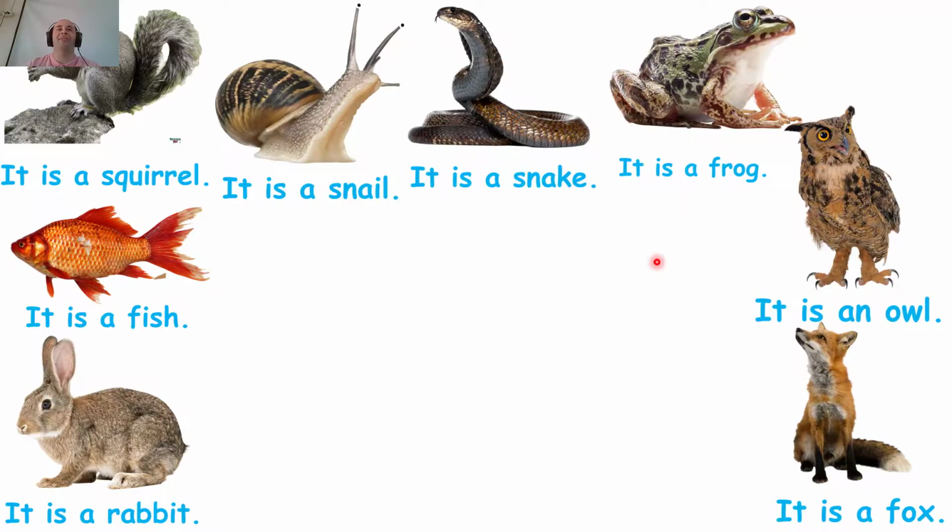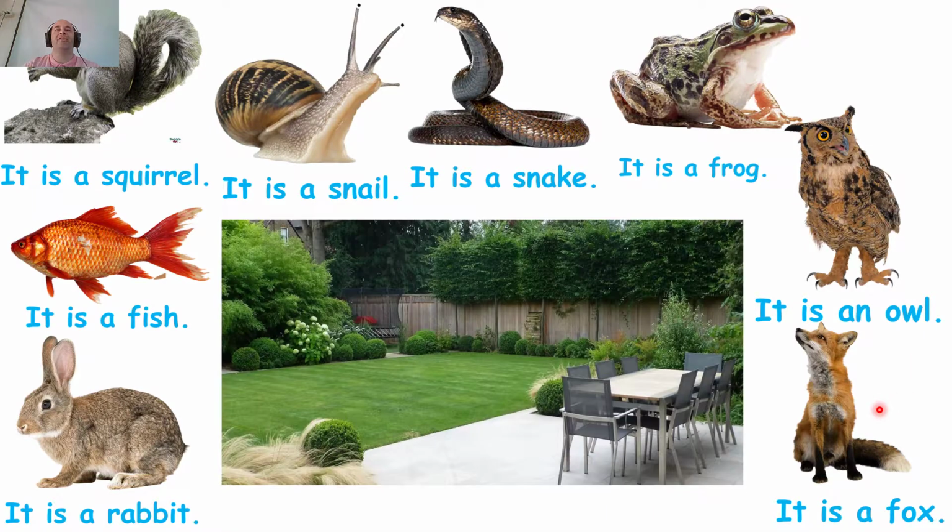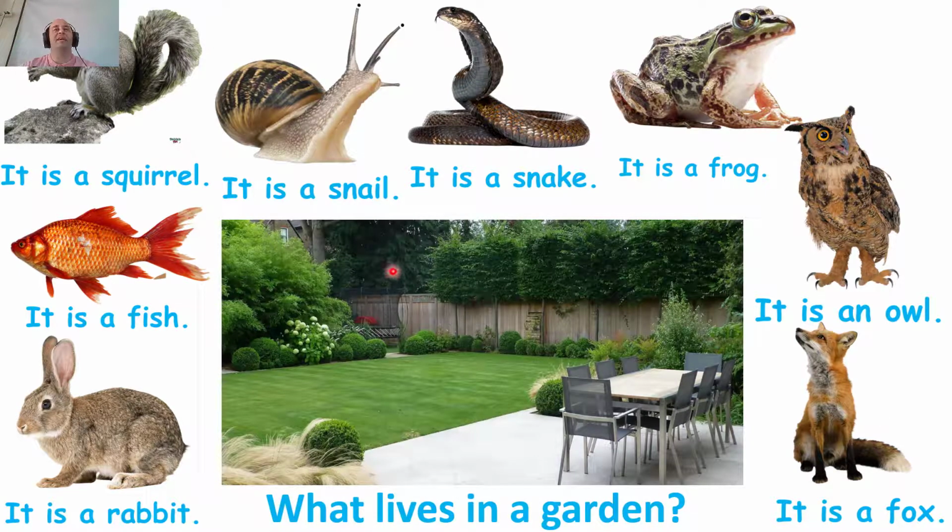So let's see. We have the eight animals: a squirrel, a fish, a rabbit, a snail, a snake, a frog, an owl, a fox. And we have a garden. What lives in a garden? Can you tell me what animal lives in a garden? I think a snail lives in a garden. A snake? Maybe. A frog or a rabbit? Maybe. A fish? No. A squirrel? Not so much. So, what animals live in a garden? Okay, next one.